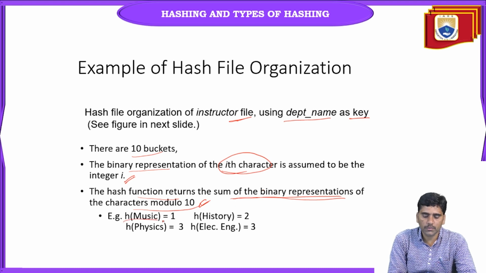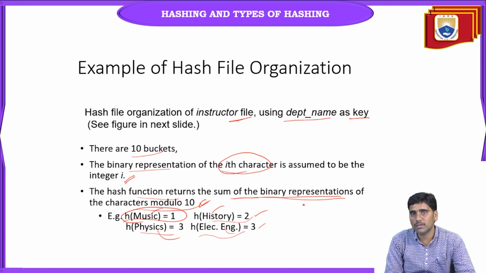Suppose the hash function of Music is 1, Physics is 3, History is 2, and Electrical Engineering is 3. These are all the records in the instructor file's department names.